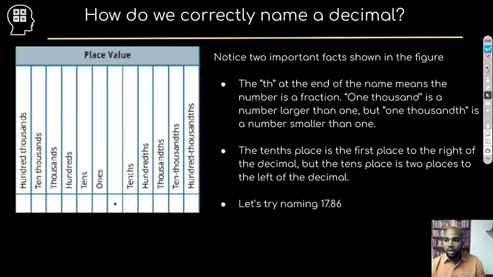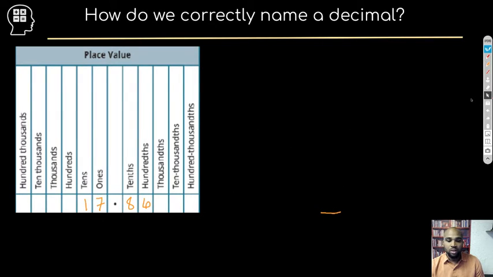So let's try naming this. Let's start by actually practicing. How do you name this? You can say 17.86, but I want you to use the correct terminology here. So how would I write this? Here's my decimal. I know there's going to be a 7 here, a 1 here, and an 86. How would you say that number? But how would you say that? That's what we're going to practice today.